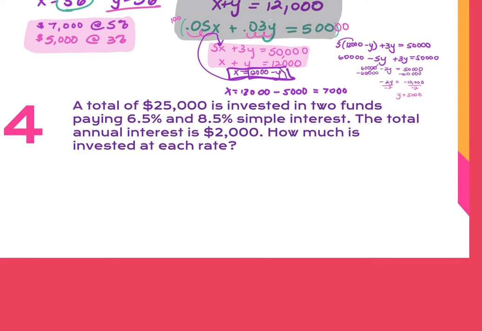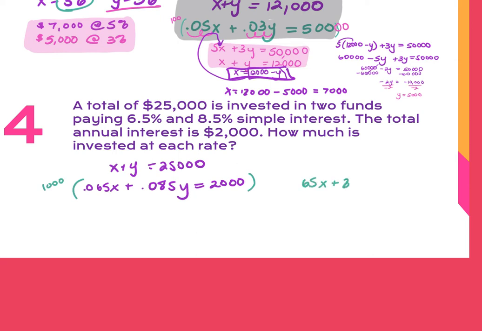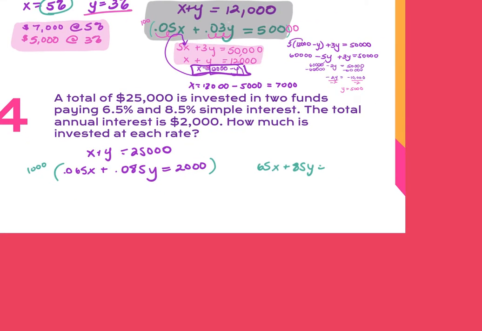All right, so what are your 2 equations? X plus y equals 25,000. Good. 65x plus 85y equals 2 million. Okay, so you moved it. So it starts as 0.065x plus 0.085y equals 2,000. And then you multiply by 1,000. So 65x plus 85y equals, and you're adding on 3 zeros. And then x plus y equals 25,000.